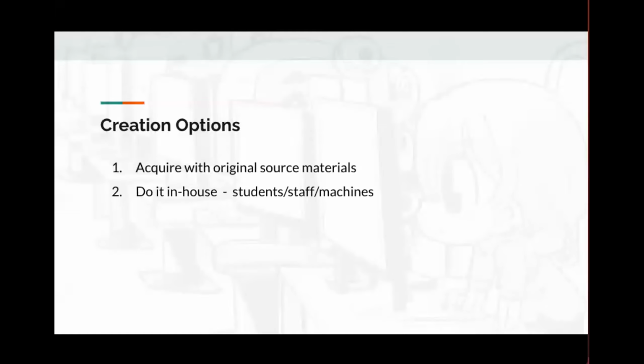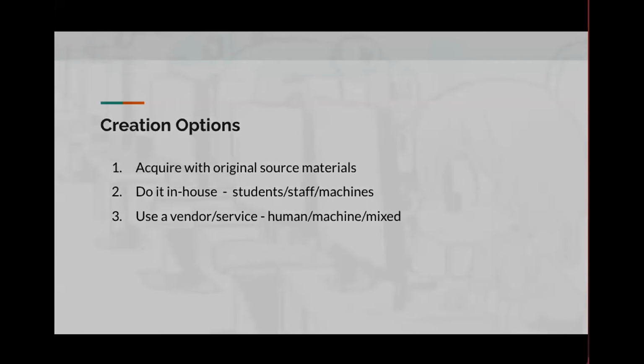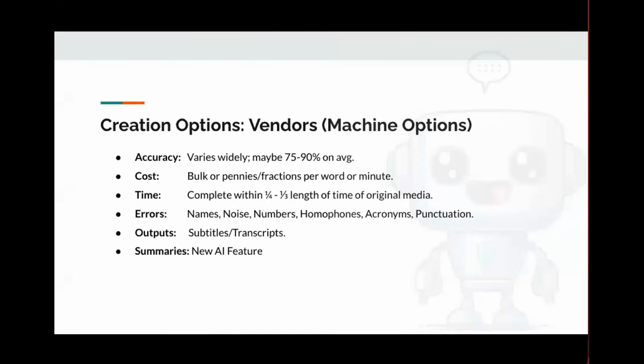So how do you create these? If you're lucky, you can acquire them with the original media, especially now in the age of Zoom, or you're more likely going to need to allocate resources to do it yourself or ship the files off to a vendor. So a brief note on vendors before talking about Whisper as part of the story, since you can get both machine and human edits from them.